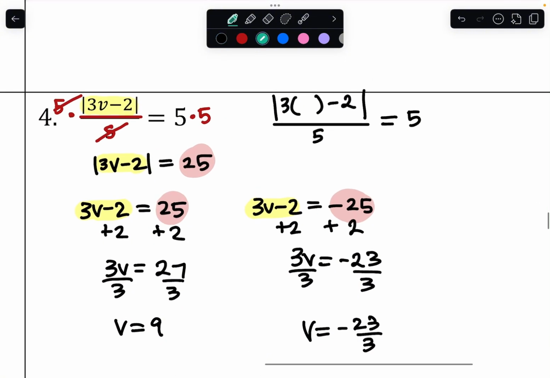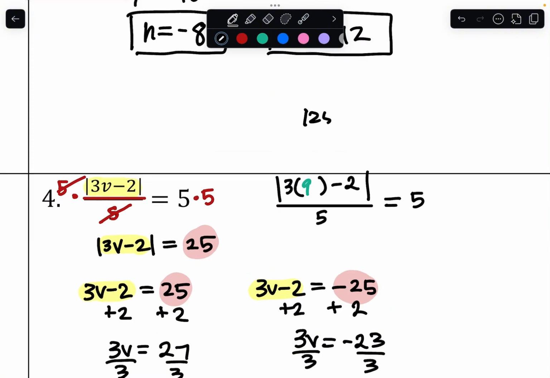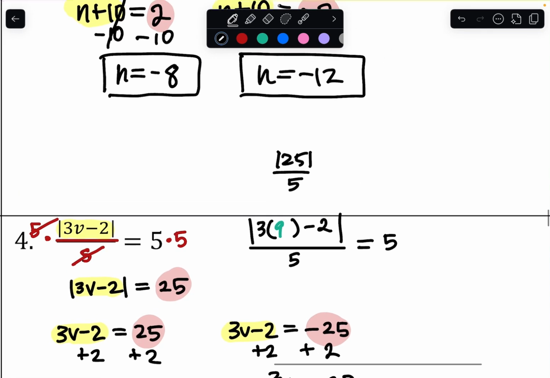Okay, so first let's plug in the easy one, 9. From that, I would get 27 minus 2, which is 25 inside the bars. Absolute value of 25 is just 25. Divided by 5 is 5, which works.